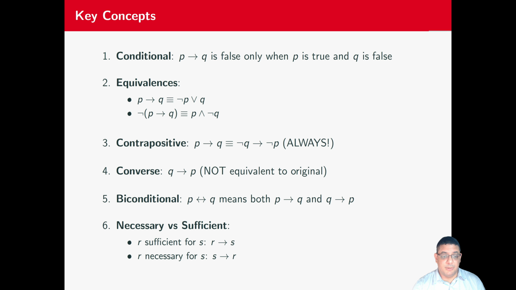The biconditional, P equivalent to Q, means that I have P implies Q and that I have Q implies P. And necessary versus sufficient are conditions that are related to the conditional as well. R is sufficient for S if R implies S, and R is necessary for S if S implies R. Okay?